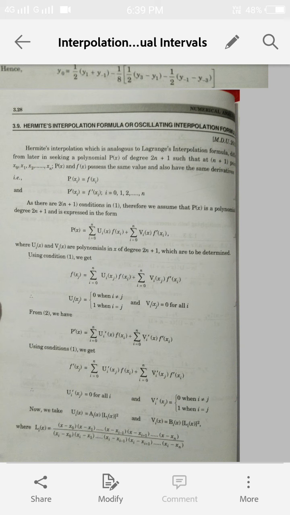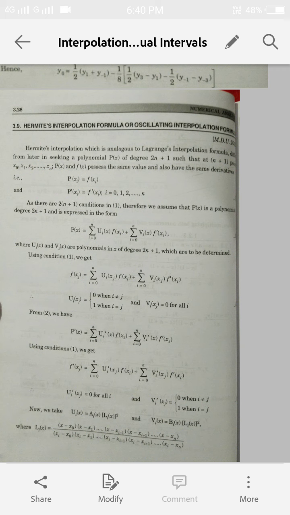If we look, these are the n+1 conditions in the first equation and n+1 conditions in the second equation, that is, derivative conditions. So in total there are 2n+2 conditions in this equation 1. So we assume that p(x) is a polynomial, because if we are given 2n+2 conditions, then the polynomial will be of degree 2n+1. So we assume p(x) as a polynomial of degree 2n+1 and express it in the form p(x) is equal to sigma ui(x) f(xi), here i varies from 0 to n, plus sigma vi(x) f'(xi), here again i varies from 0 to n.